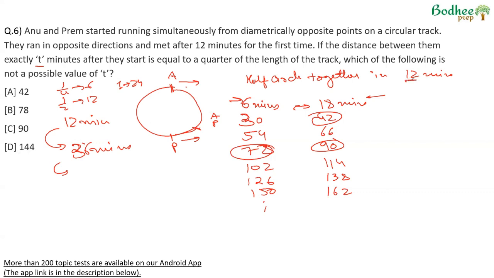Since they meet after 12 minutes, the next meeting will happen after 24 more minutes. Therefore, we can say the meetings will happen at 12, 36, and so on. These will be multiples of 12. Since 144 is a multiple of 12, they would be meeting at that point, and it will not be the distance of a quarter of a circle at that point, and therefore 144 cannot be a value of t.